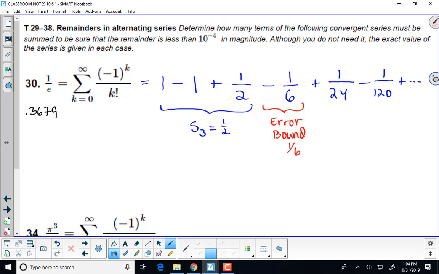So if we were to take this approximation, S sub 3, R sub 3 will be equal to the true sum minus the partial sum, and we'll take the absolute value. Right? Does that make sense? Sure. Right? The remainder is the difference between the sum and the approximation.